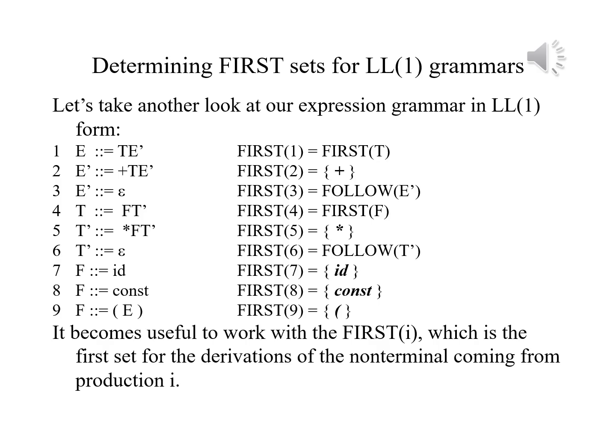Production 7, F derives identifier. Since the only thing on the right-hand side is a terminal, the first of production 7 is identifier. Production 8, F derives constant. This being a terminal, first of production 8 is constant. Production 9, F derives open parenthesis E close parenthesis, beginning with the terminal open parenthesis. That will be the only thing in the first set of production 9.